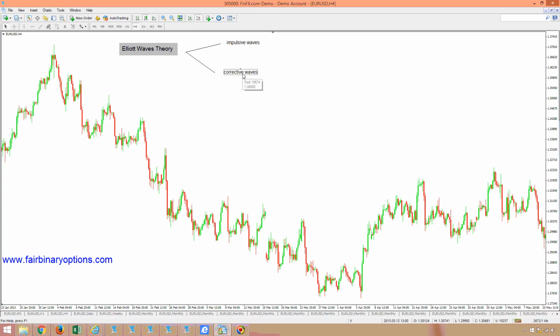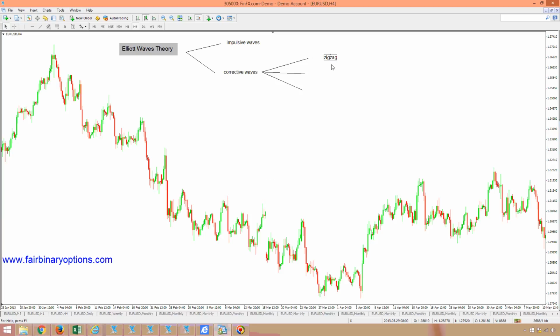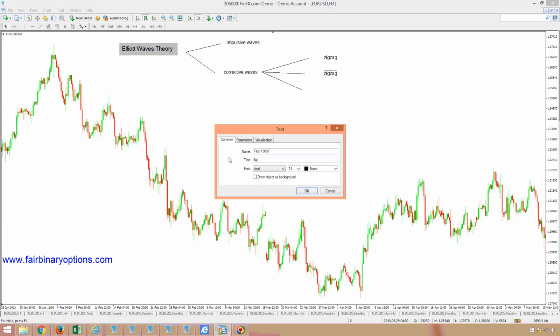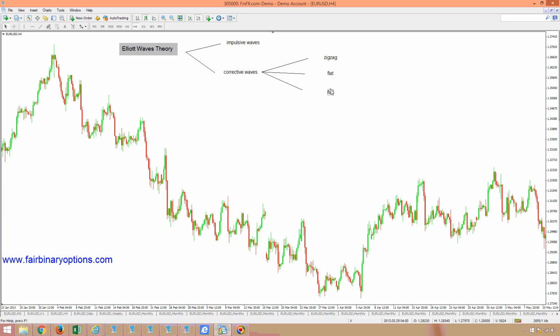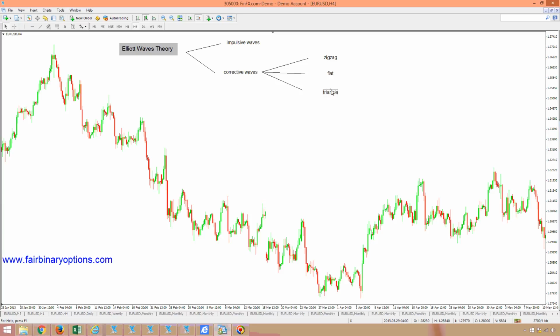Now, the corrective waves are of three types: 1 and 2 and 3. Not 10, not 100, not 1000, nothing else. So what do we have as a corrective wave? We have a so-called zigzag, we have a so-called flat pattern, and we have a so-called triangle pattern. A zigzag, it looks like this.